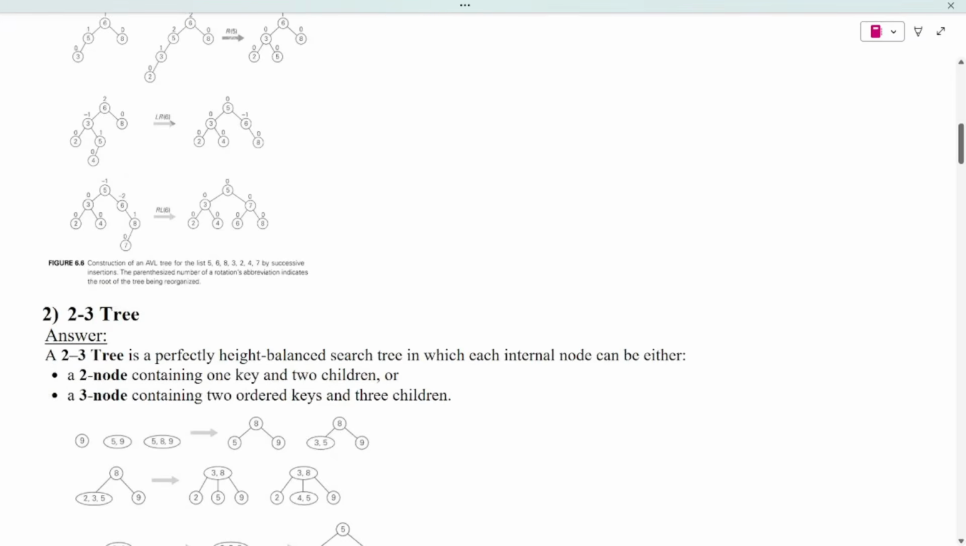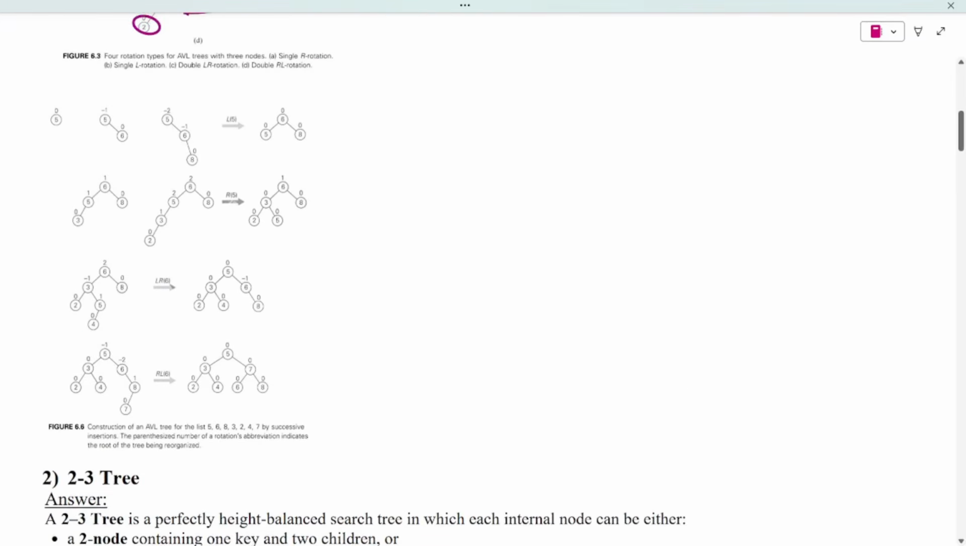This is all. And you can see this problem: when you have 5 you will be inserting, and then 6, that is greater, and again it's greater than 8, and then you will do a left right rotation.